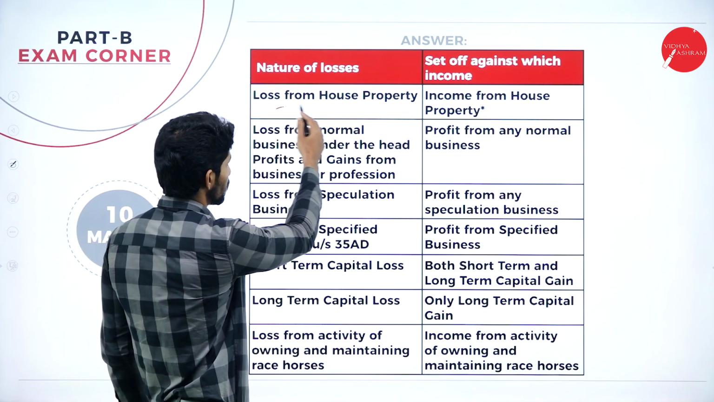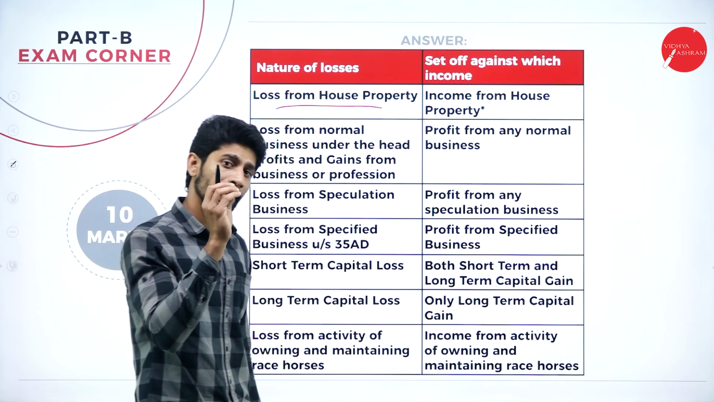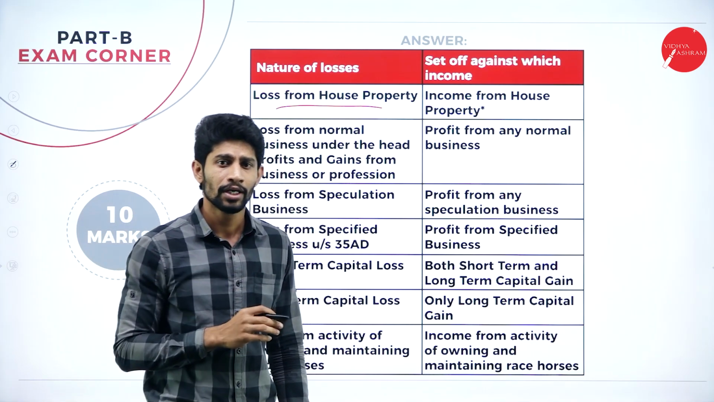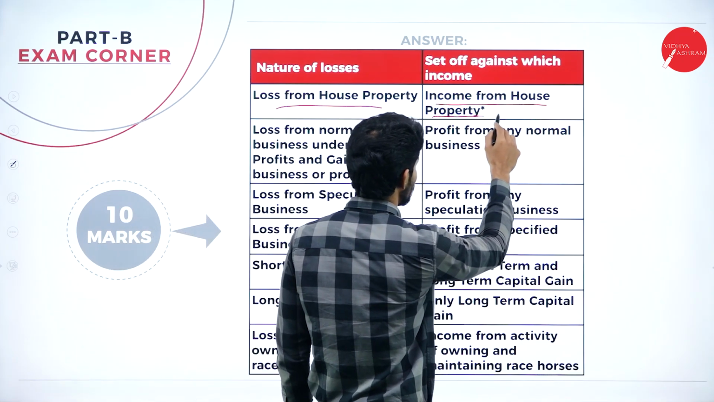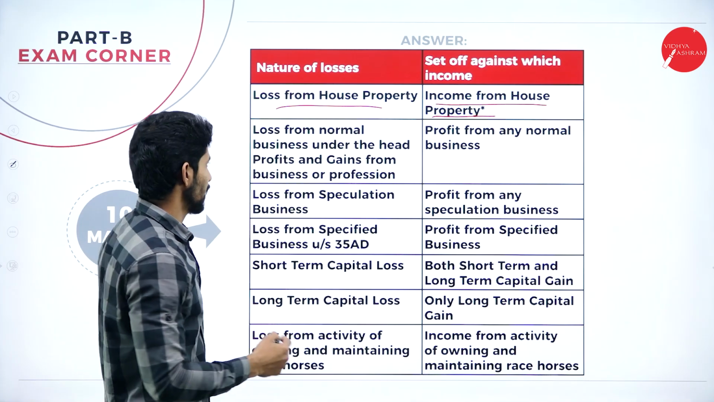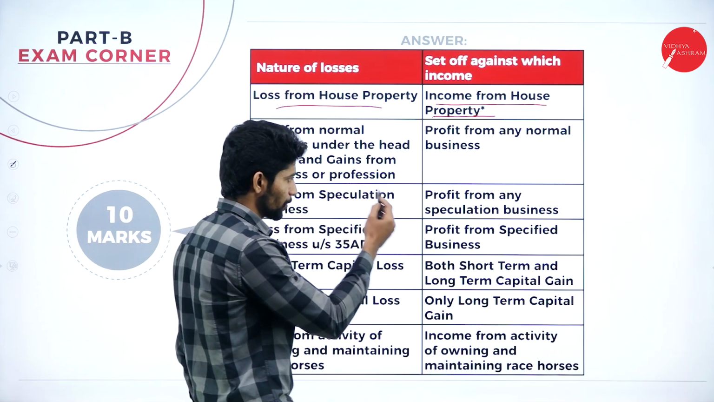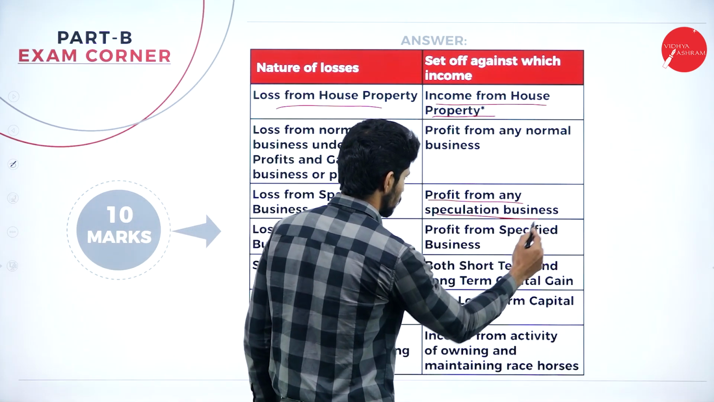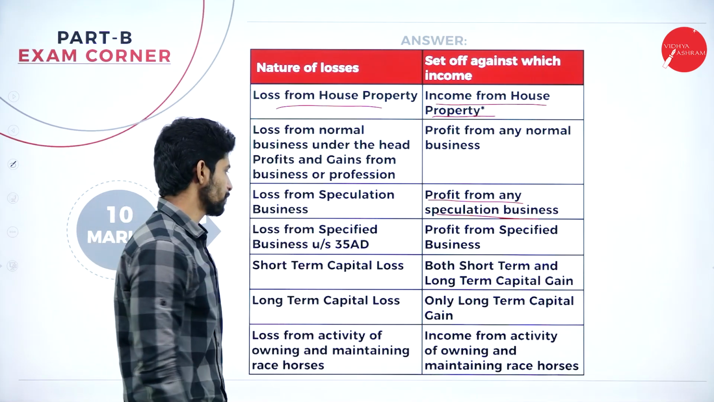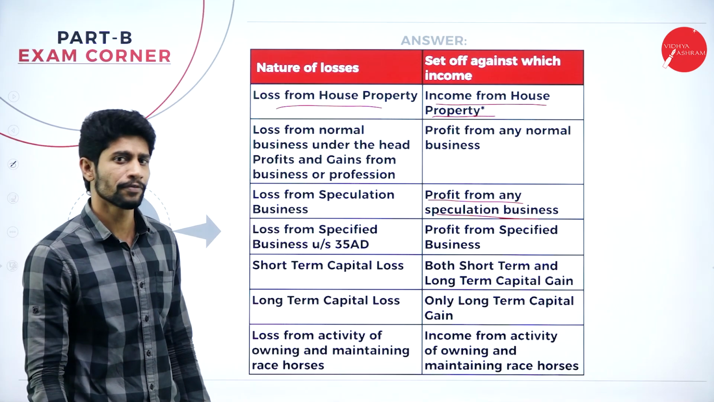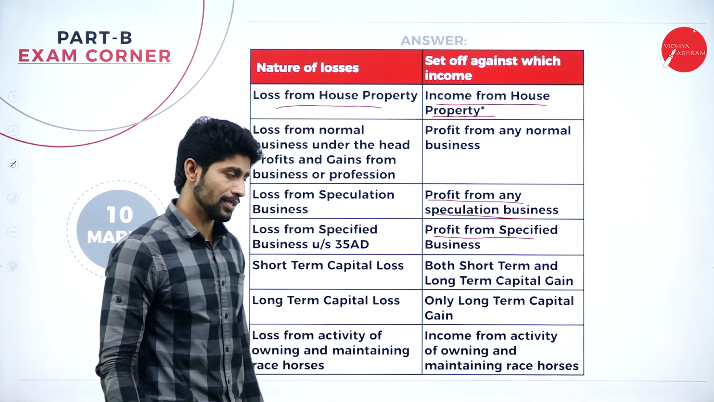See, for example, loss from house property. If you are having any loss from house property, against which income can you set off your loss? Here you can set off the loss from house property with income from house property. Next, loss from speculation business, for example. You are supposed to set off the loss from speculation business with profit from any speculative business. Next, loss from specified business. If there is any loss from specified business, you can set off the loss with profit from specified business.